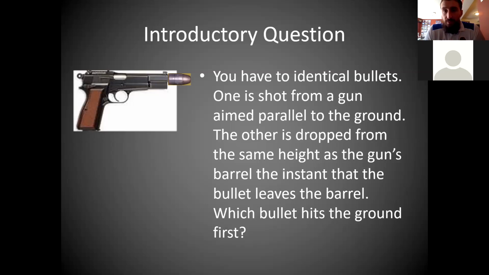I'll give you three options, all right? Option A is the bullet that's fired will hit the ground first. Option B is the bullet that is dropped. And option C is they hit the ground at exactly the same time. Go ahead, think about it. Type your answer in the chat. Which bullet hits the ground first? Fired, dropped, or they hit at the same time? Think about it for a second.